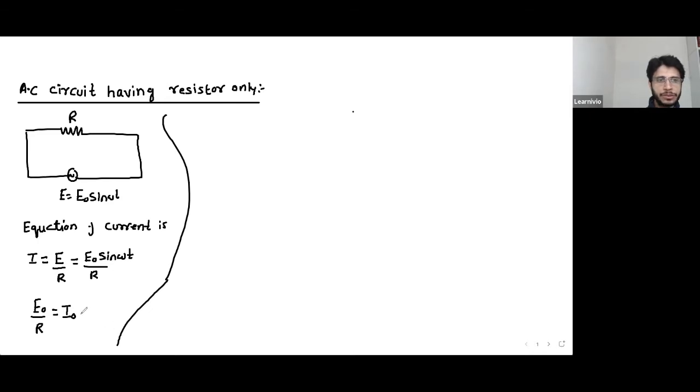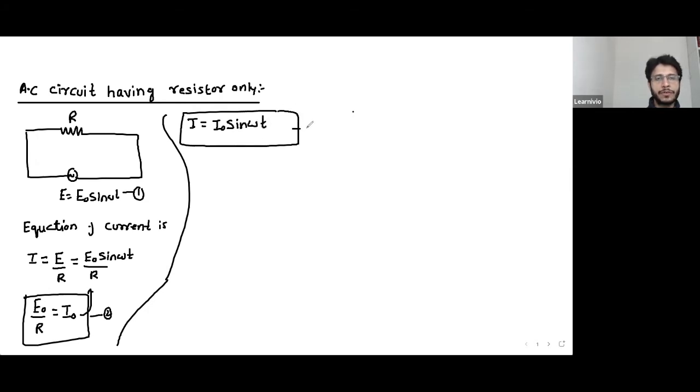So if I substitute this here, I call this equation number 1, and I call this equation number 2. The equation of current comes out to be I is I naught sine omega t. This is the equation of current, equation number 3. So this is the equation of current, I naught sine omega t.